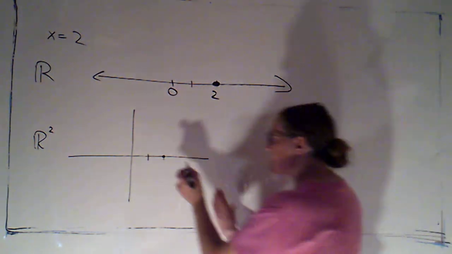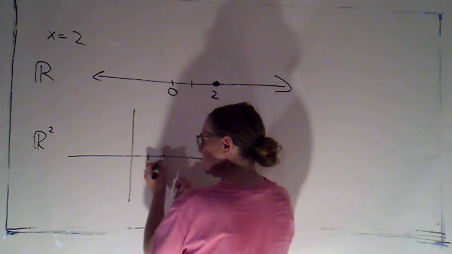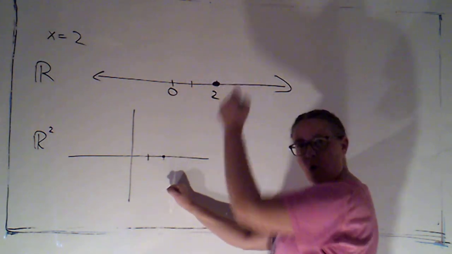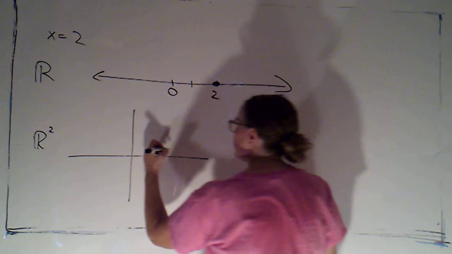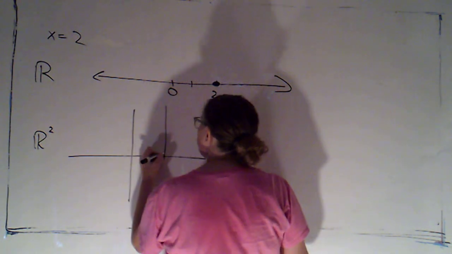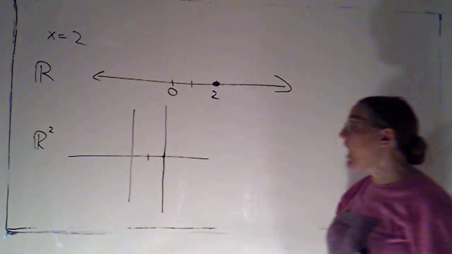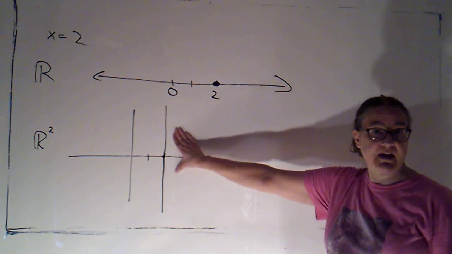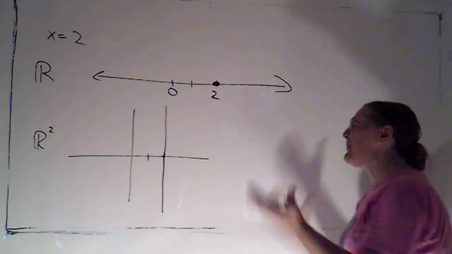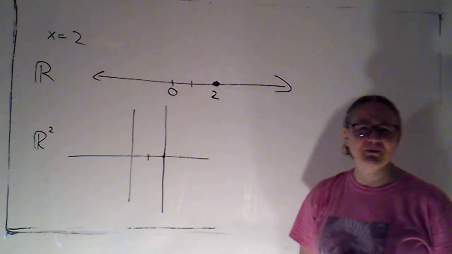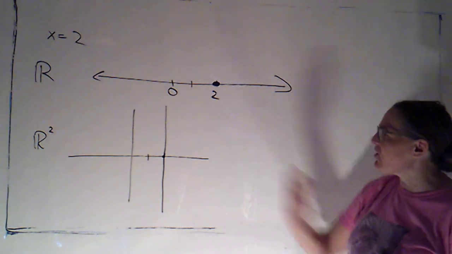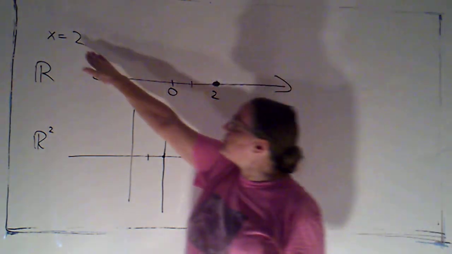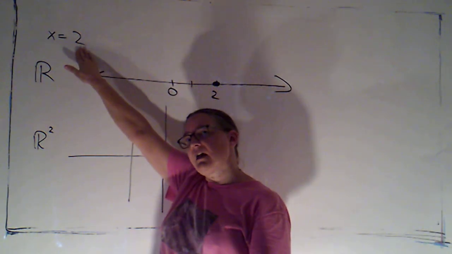So if x has to be 2, I can't go from here left or right, because that would be changing the x value. But y is free to be whatever I want it to be. So I'm going to get an entire line, and that would be the graph of x equals 2 in 2-space. Now, you already know that's how you graph x equals 2 in 2-space. I haven't taught you anything new, but that notion that this puts some restrictions on x, but not y.